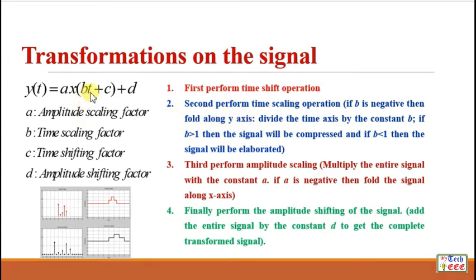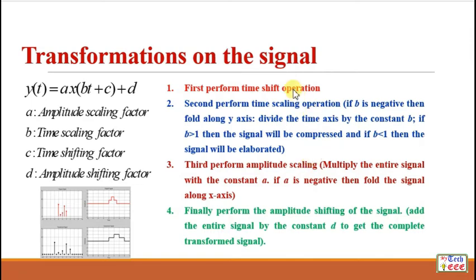Now if the time scaling factor is less than 1, then the signal will get elaborated. That means it will take more time for the signal to complete. Similarly, if the time scaling factor is greater than 1, then the signal will get compressed. That means the signal will complete within a short duration of time. And finally, if the time scaling factor is -1, then the operation is called time reversal of the signal. We have to fold the signal along the y-axis.